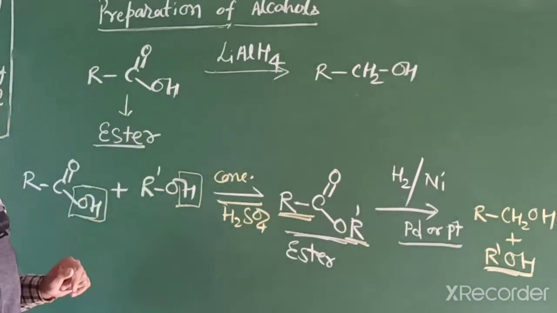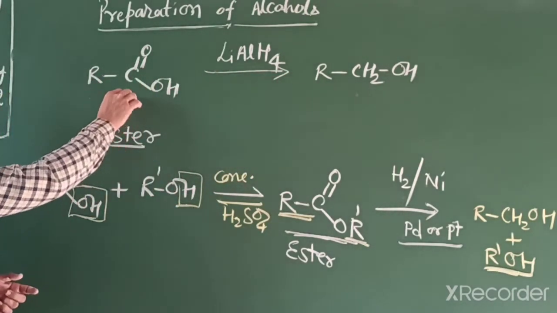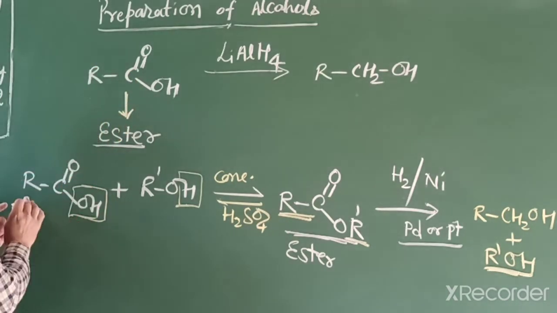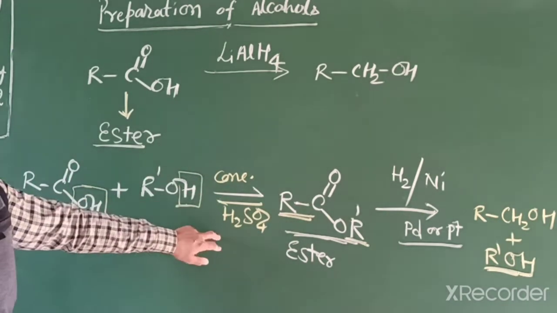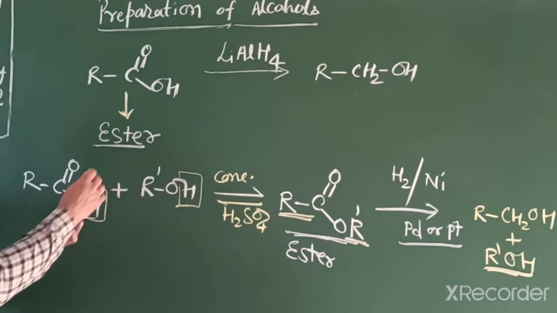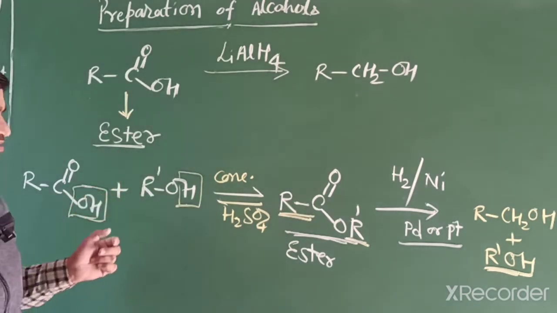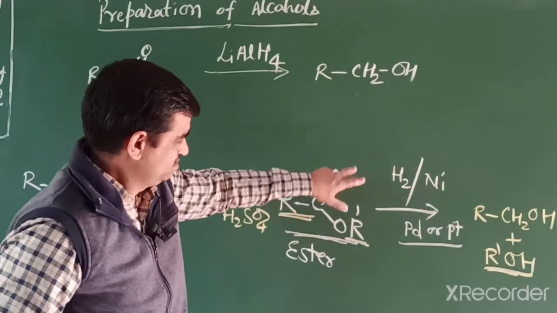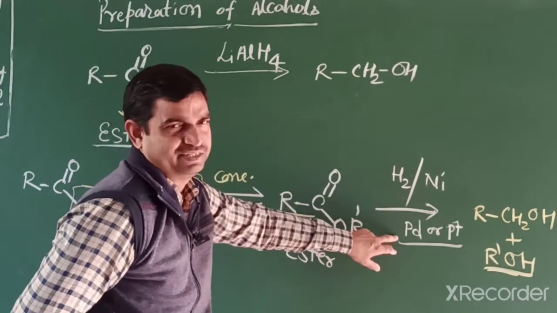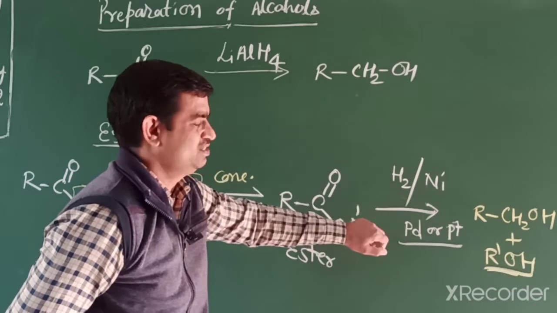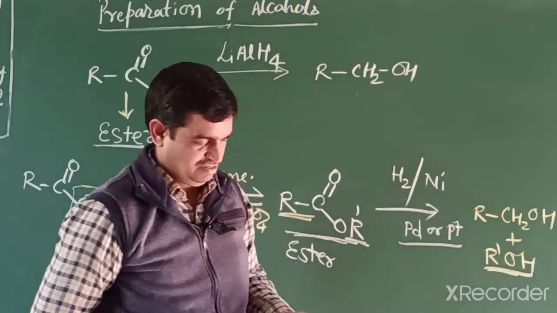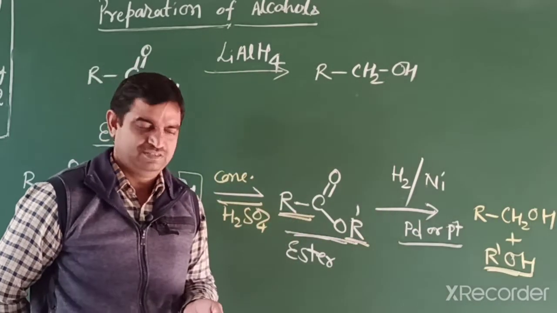We can prepare alcohol directly from carboxylic acid by using lithium aluminium hydride, although this is an expensive reagent, and we get primary alcohol. But in industry we convert carboxylic acid into ester by using alcohol and concentrated sulfuric acid, a reaction known as esterification. We will discuss it later. And further, if the ester is reduced by catalytic hydrogenation, catalytic reduction, then we get alcohol. So these are some different methods.